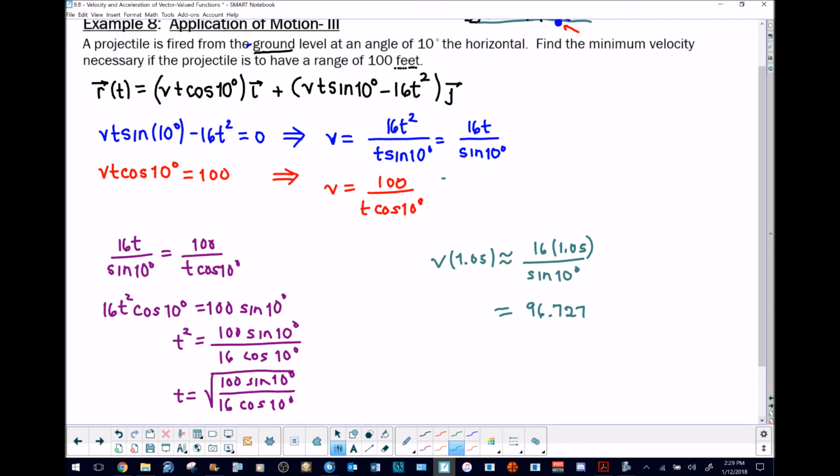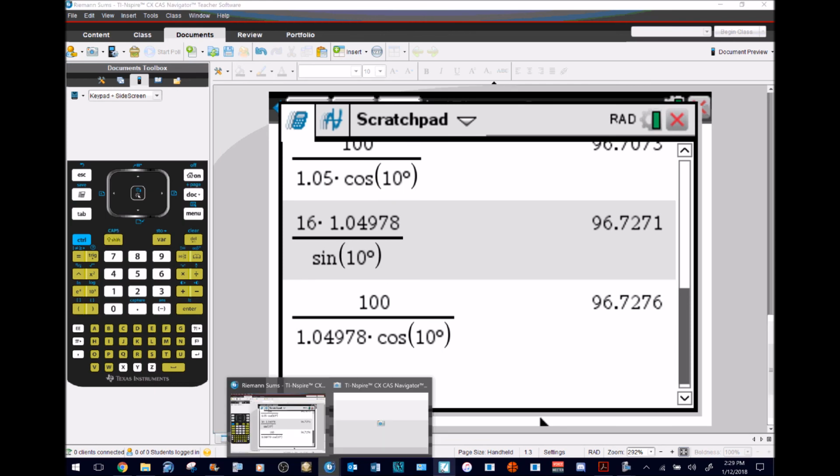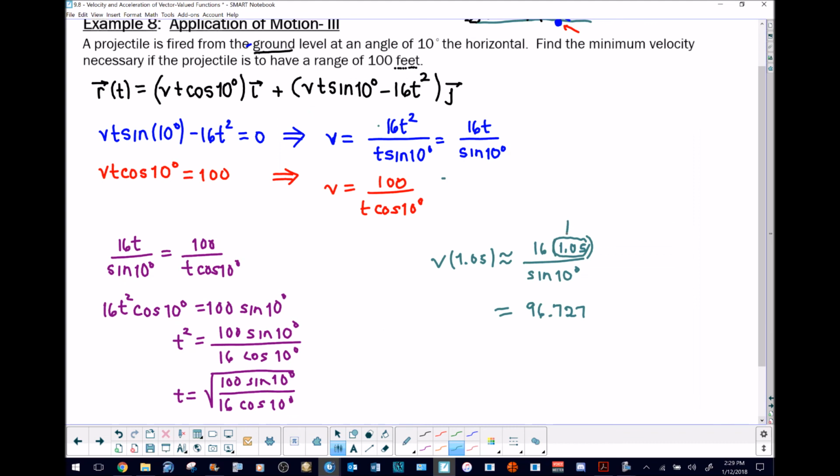Now, usually I would offer a little bit of leeway on my free response type of questions, but this 1.05 was sort of precarious. Again, using the value of 1.04978 is going to get you a little bit safer result here. So just think about that as you embark on some of your problem solving. Anyway, that takes care of it. That pretty much answers our question here. The minimum velocity that we need to fire this projectile would be 96.727.